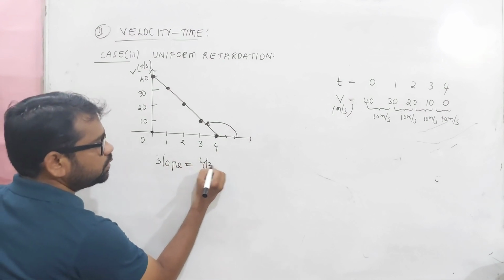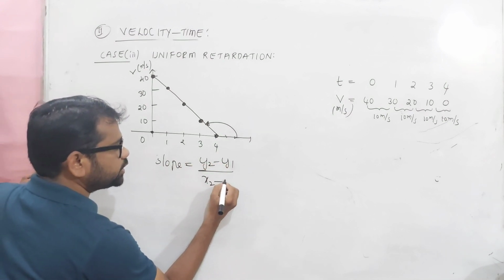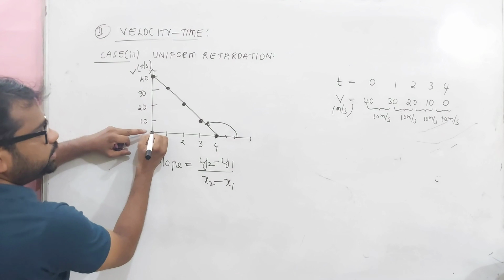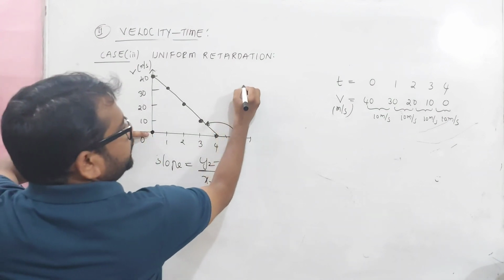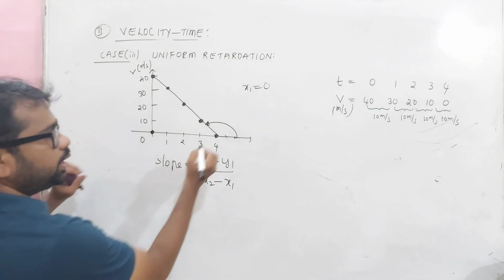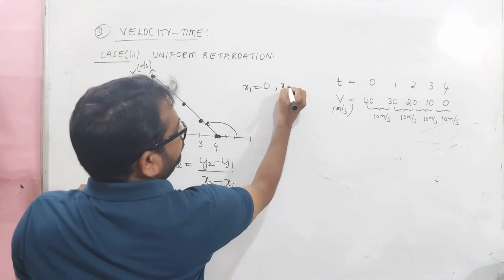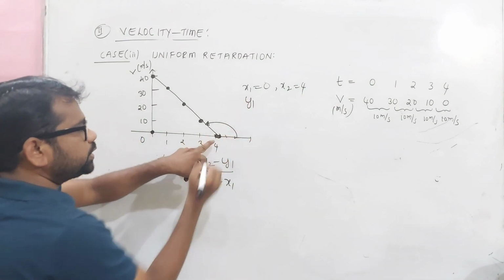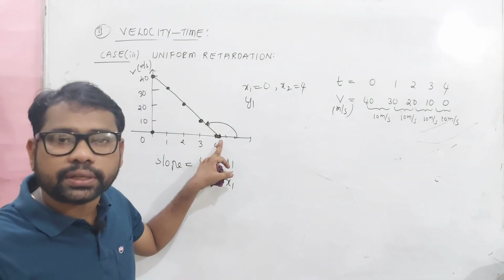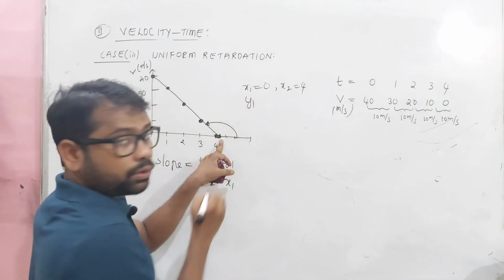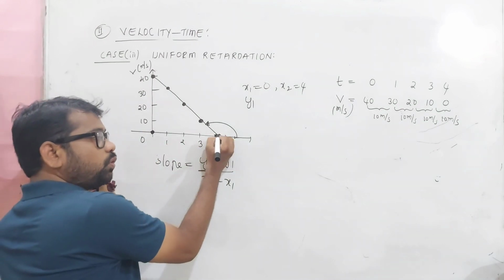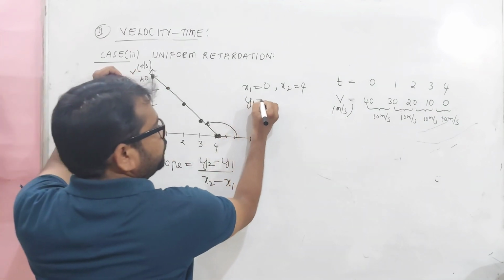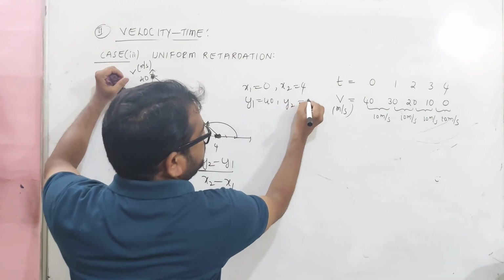Slope is equal to y2 minus y1 by x2 minus x1. What is the x1 value? Initially the time is 0, so x1 is equal to 0. And what is the x2 value? x2 is 4. Now, what is the y1 value? y1 is this one, 40. And as x2 is 4, y2 is 0. So y1 is 40, whereas y2 is 0.